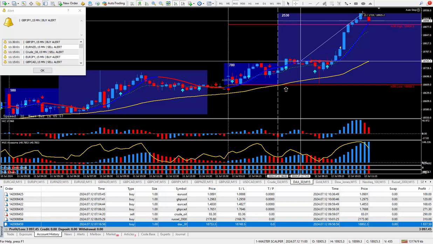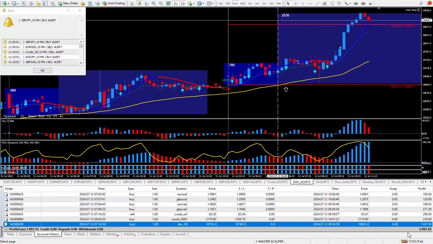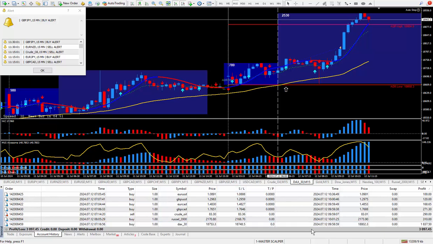Let's see what it did do. Over 1,700 ticks, but I was happy with the 490, and that's as close as I'm going to be able to show you, but it is 490. Paying out $1,837. So another great day of trading using my master scalper.